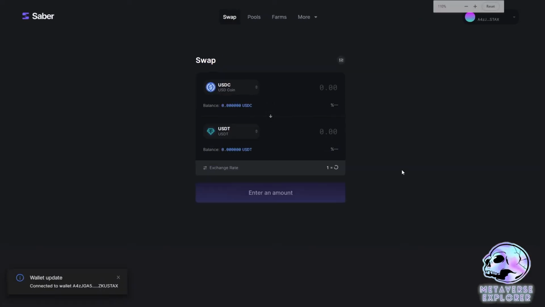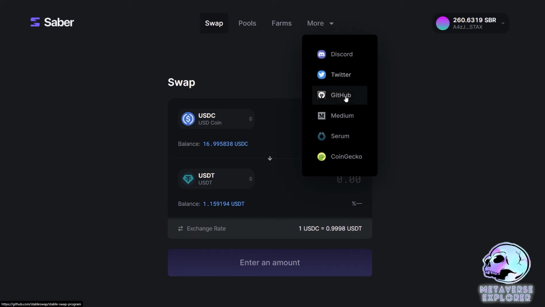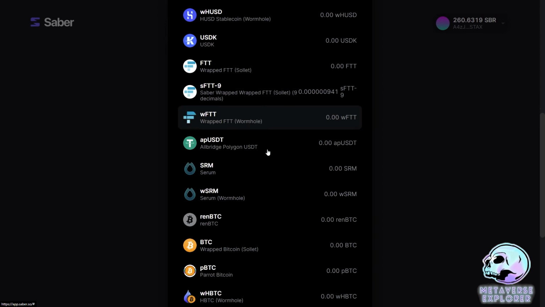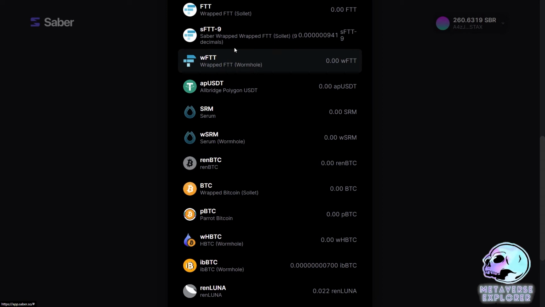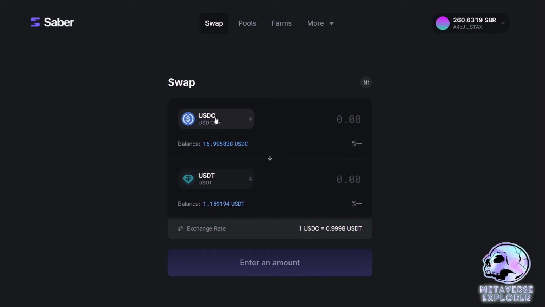Let's go ahead and launch the app and see what it looks like. Let's zoom in here so you can see. As you can see, it's logged me in already. I love Solana. I have 260 Saber tokens at the moment, which is very small. We'll have a swap, some pools, some farming, and some more information if you need it. You can see the few different social media applications here. In Saber, let's say we want to swap some stablecoins. They provide a host of different coins that you can swap, mostly stable assets, a few non-stable assets like Serum, FTT, BTC, Luna, Solana.